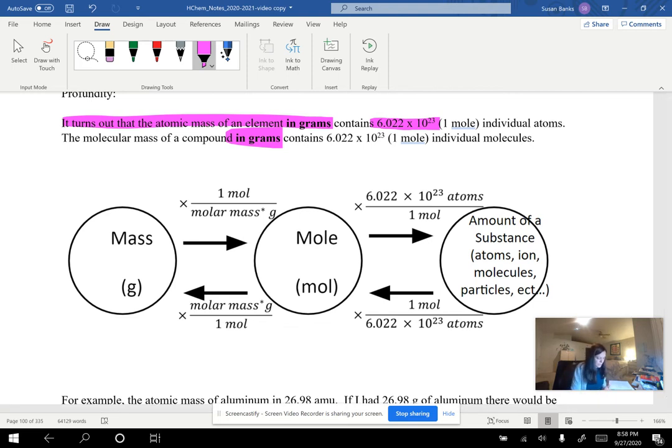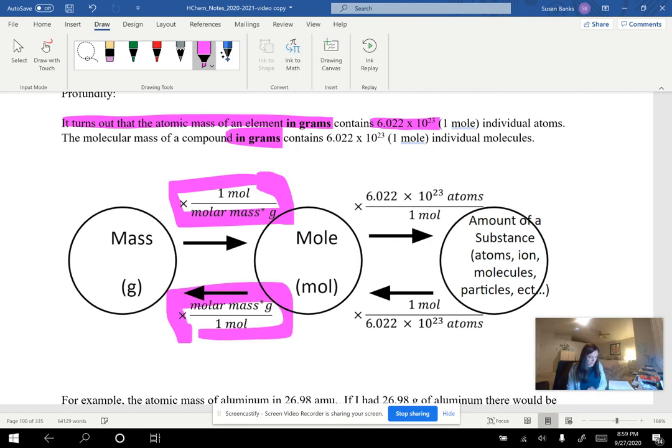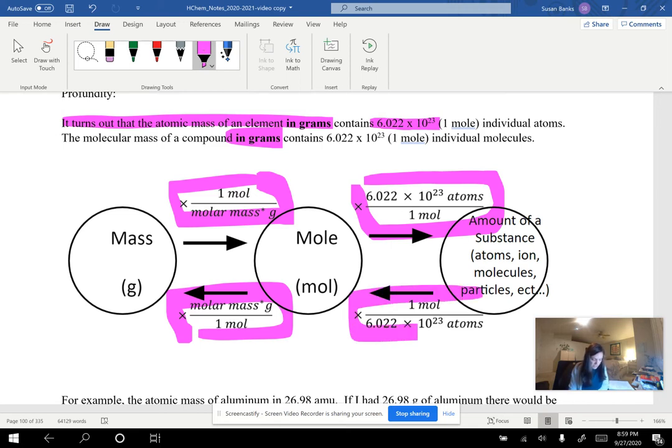Mass in grams, 1 mole with the molar mass divided by grams will go to moles. Or if I have a mole and I want to go to grams, 1 mole with grams on the top will get me to the mass. Or if I want to go from moles to atoms, if I have moles on the bottom and Avogadro's number on top, that will get me atoms. But if I have atoms or molecules and I want to get to moles, if I divide by Avogadro's number and put moles on top, I can get to moles.